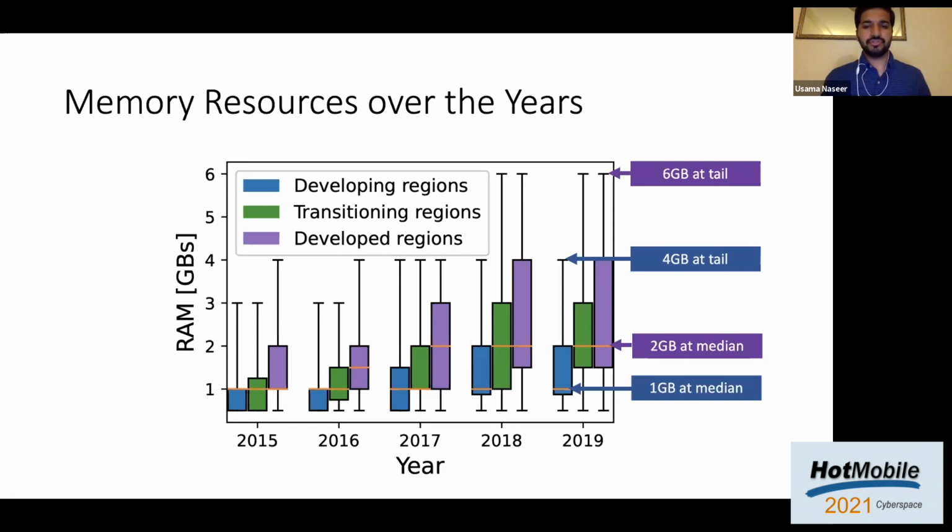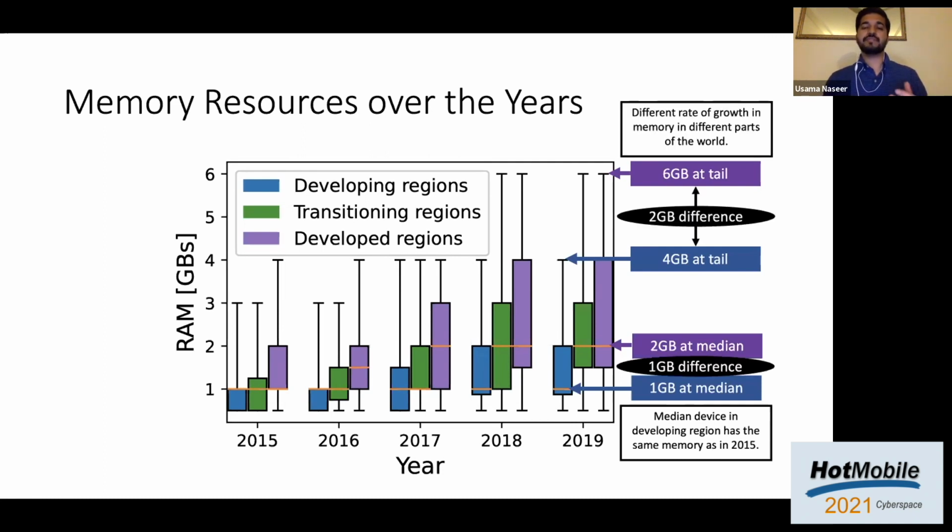We have two takeaways from this figure. First, the memory resources are kind of stagnant across the 4 years. So the median was around 1 GB in 2015, and it's still around 1 GB in 2019. And the second is that the rate at which the memory has grown is a bit different. So we see a gulf in memory resources when we look at devices in 2019.